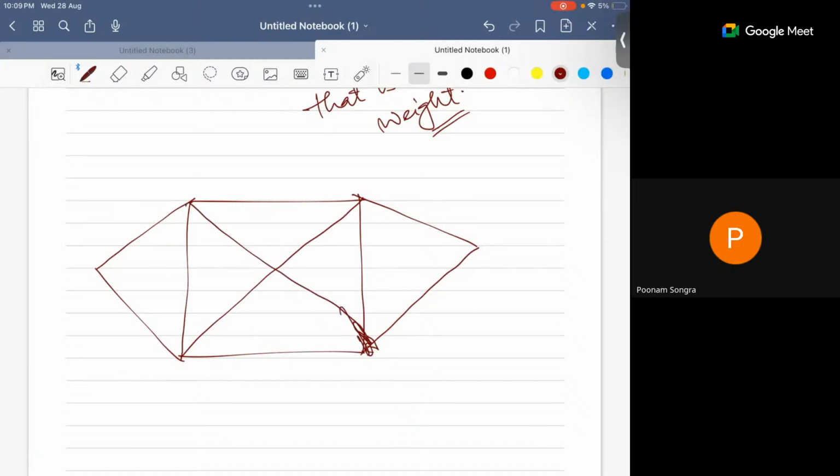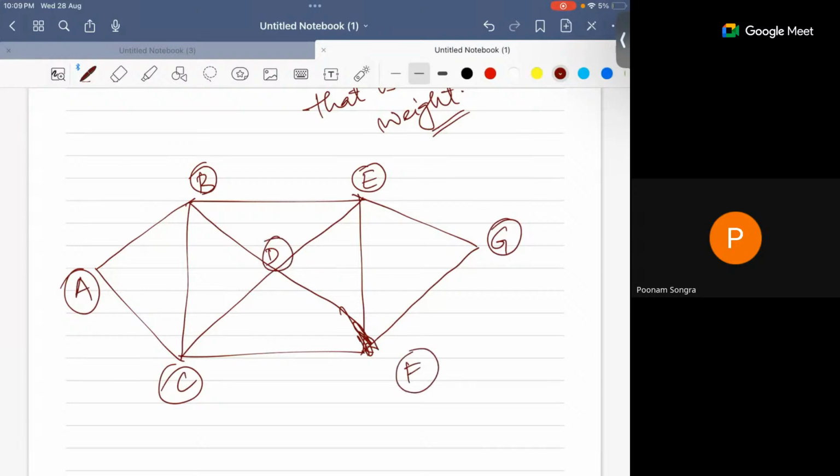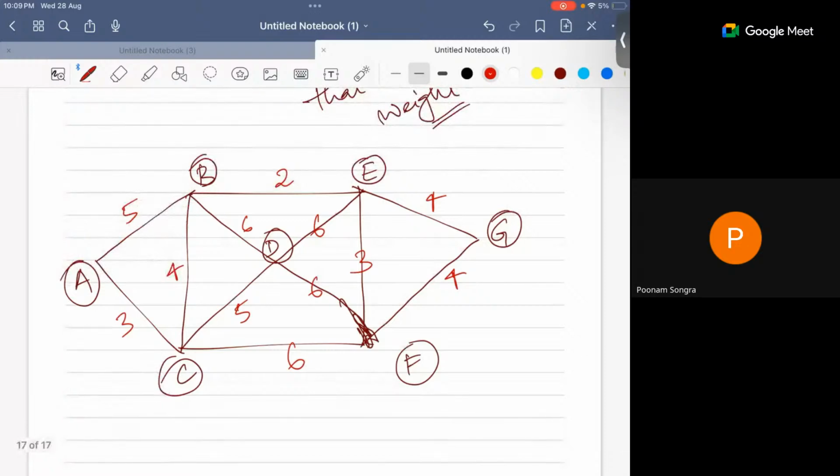So this is connected. And the weights given are 5, 2, 3, 4, 6, 5, 6, 6, 3, 4, 4, 6. You have to make a tree from the given graph that will cost the minimum weight.